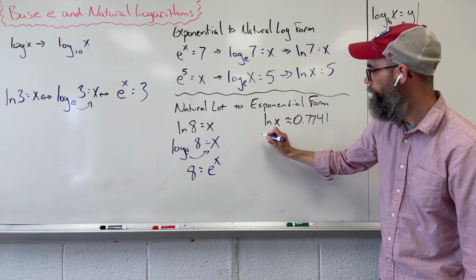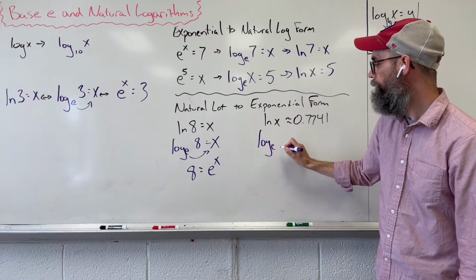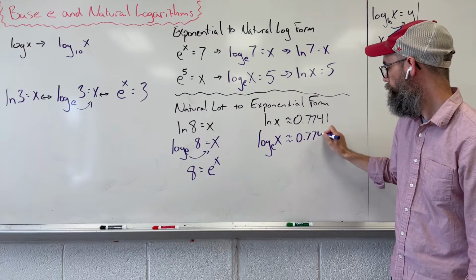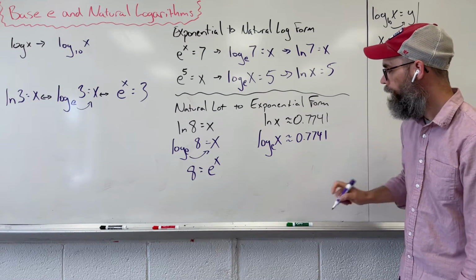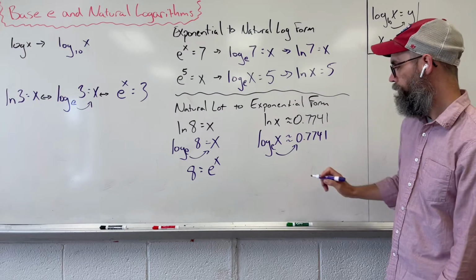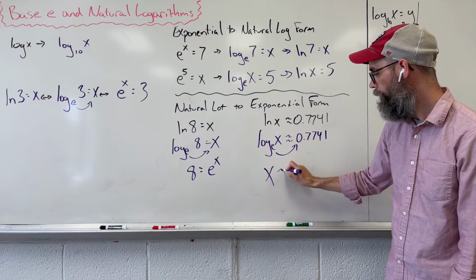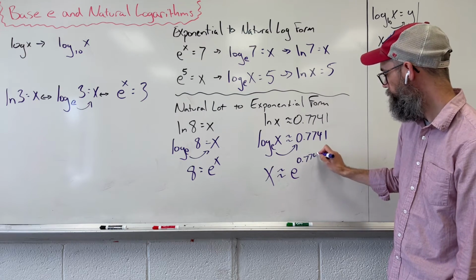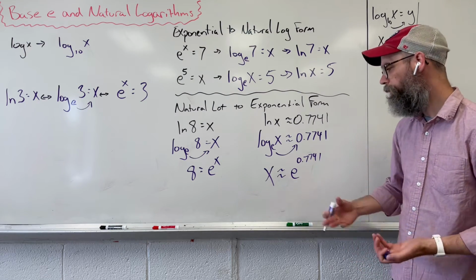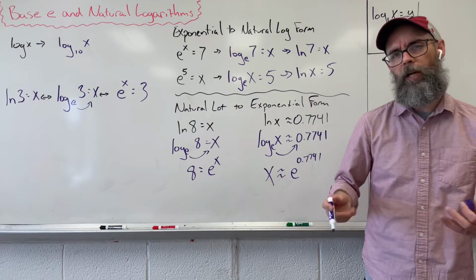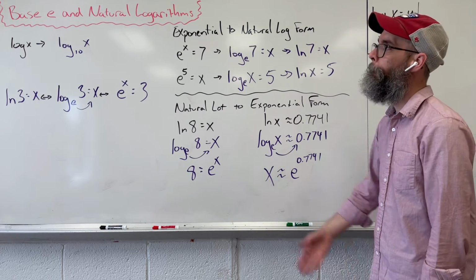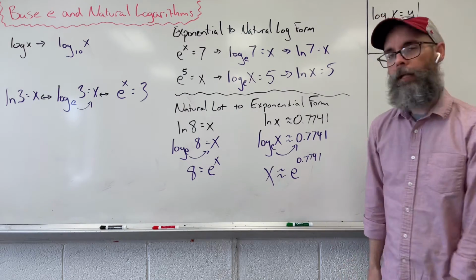Instead of ln, let's say log base e of x is about 0.7741. Let's move things around. x comes down, we say about e to the 0.7741. So it's not really a huge difference. It just makes it look a little more complicated, but you're moving everything the same way. So, that's base e and natural logarithms.